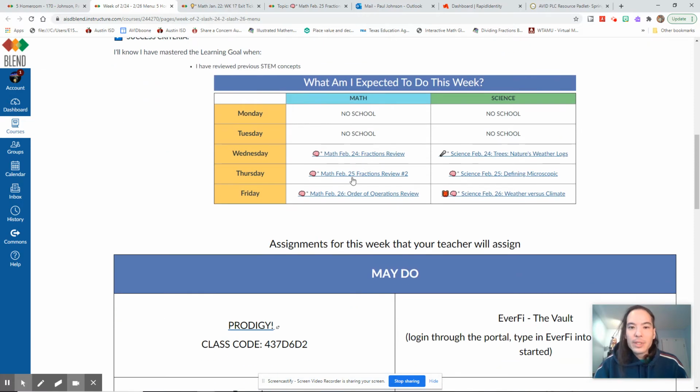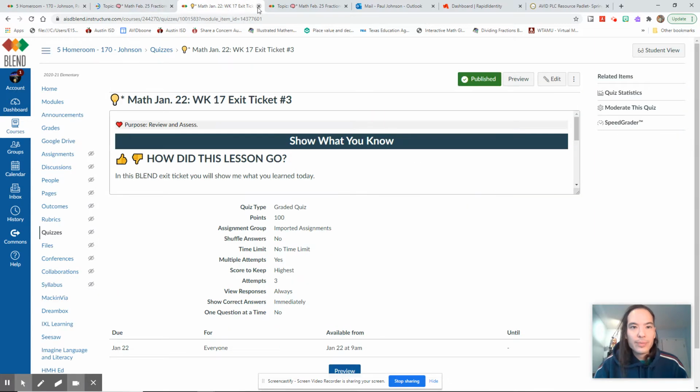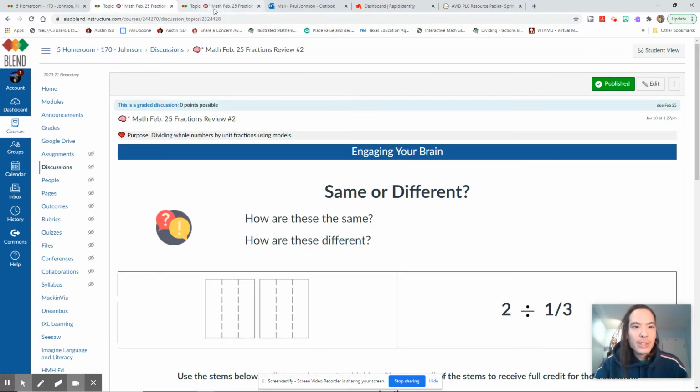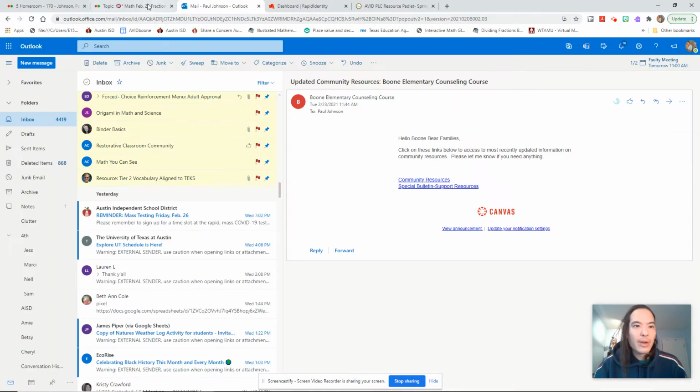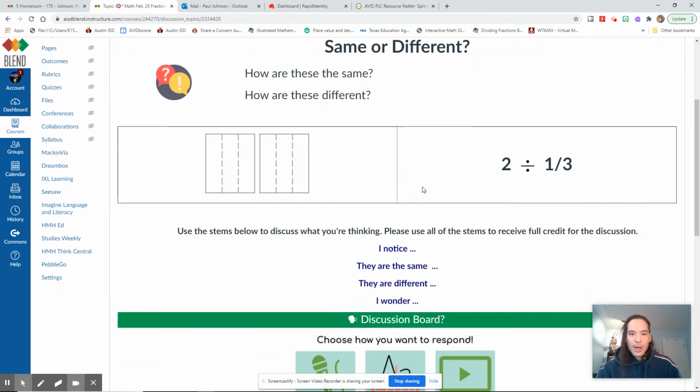All right, so today's assignment is Thursday, February 25th, and we're doing fractions review part 2. Let me go ahead and close some of these things out because I already opened that. All right, here we go. So, same or different? How are these the same? How are these different?